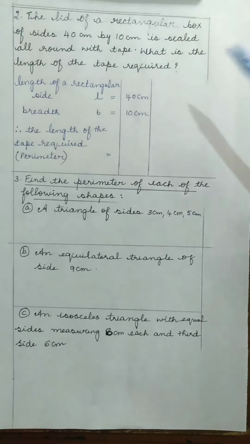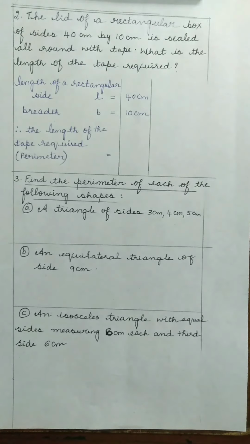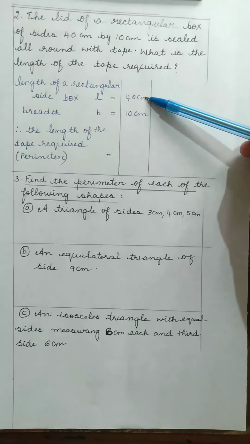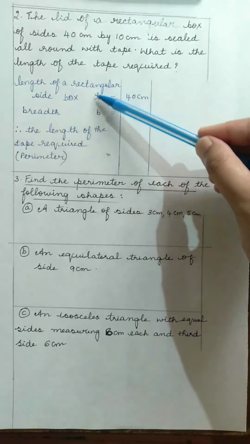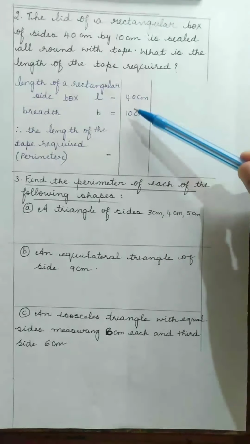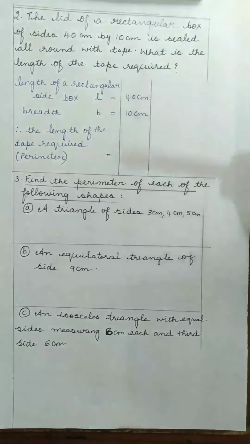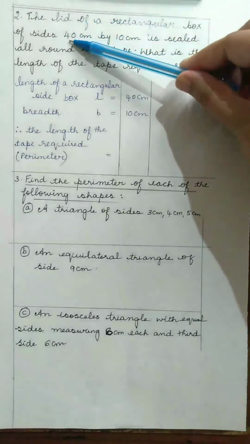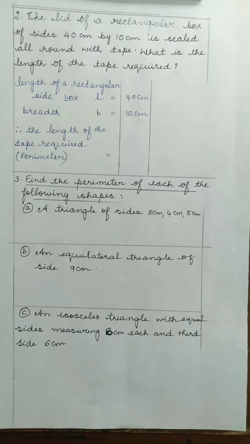It means children, the length of the rectangular side of the box, the length measurement is equal to 40 centimeter and the breadth B, we represent breadth as B and length as L. Therefore, the breadth measurement is equal to 10 centimeter. Therefore, 40 centimeter by 10 centimeter means children, the length value is 40 centimeter and the breadth value is 10 centimeter. That is the meaning of 40 centimeter by 10 centimeter.